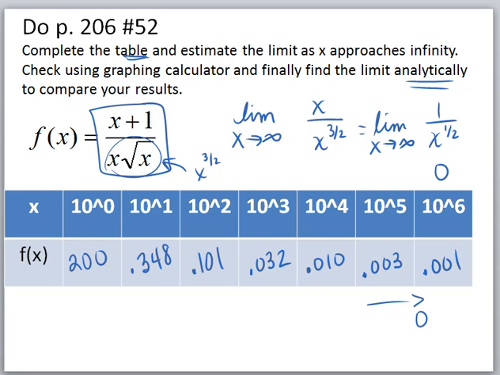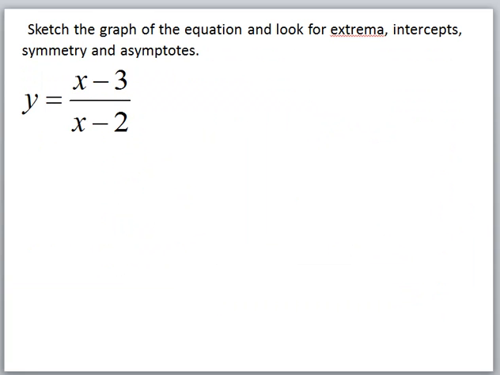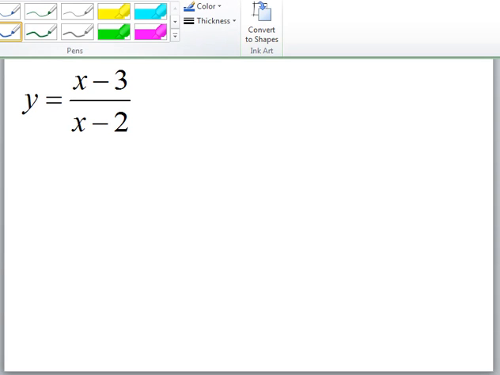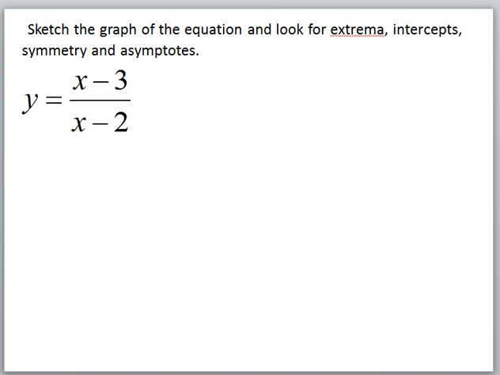So I just finished up this problem, and moving on, we're going to look at some examples where we're asked to sketch the graph of the equation and look for extreme intercepts, symmetry, and asymptotes. This is a lot of what we're going to be doing in the next section as well. The first thing I want to go ahead and do is just talk about finding intercepts.